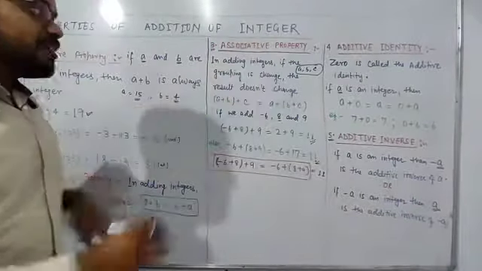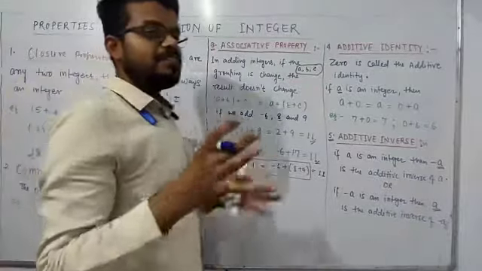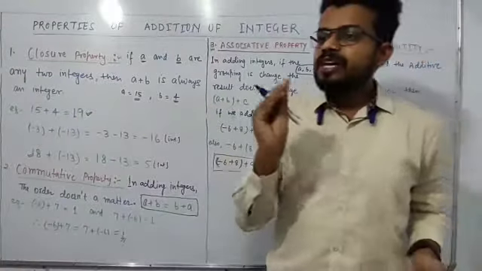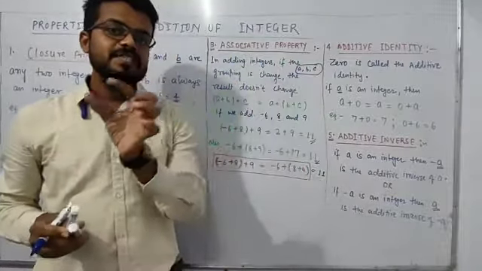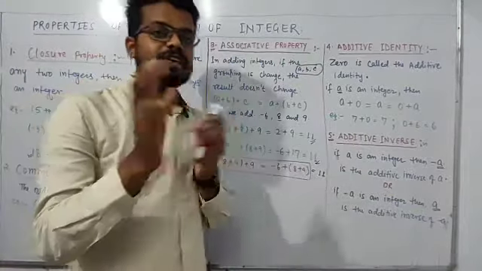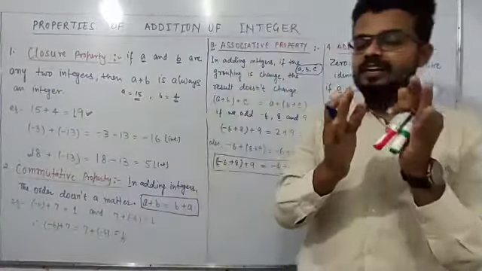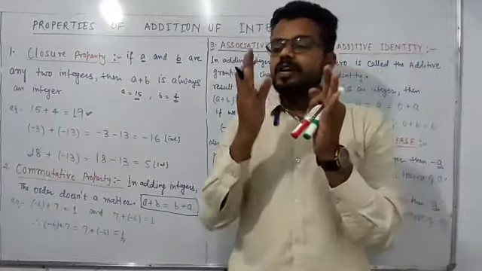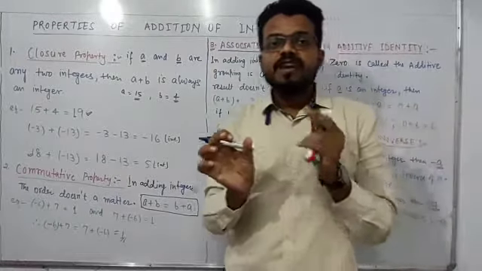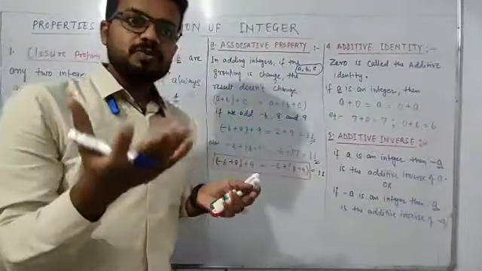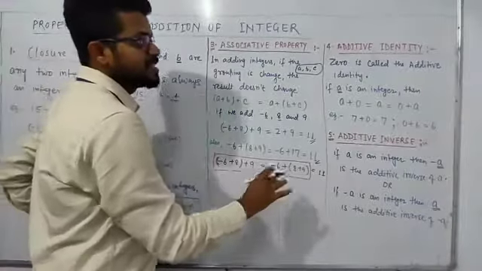Now in a simple way, we can say that if we have three numbers like 1, 2 and 3. So 1 plus 2 is 3 and 3 plus 3 is 6. Now if we change the group, 1 is alone and 2 plus 3 is in one group. So 2 plus 3 is 5 and 5 plus 1 is 6. So both these values are same, 6.